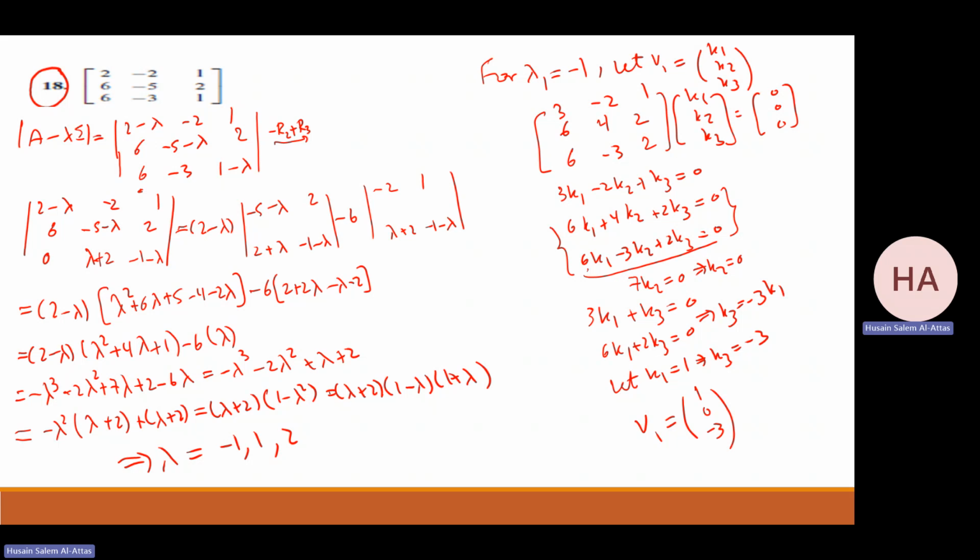Now we'll come to the next one. I have for lambda equal 1. Let me write the matrix here. No need to go back and forth. 2 minus 2. 1. 6 minus 5, 2. It's calculation, nothing is there. Just I'm repeating the things. 6 minus 3 and 1. Now I have lambdas. What are the lambdas remaining? 1. Lambda equal 1.